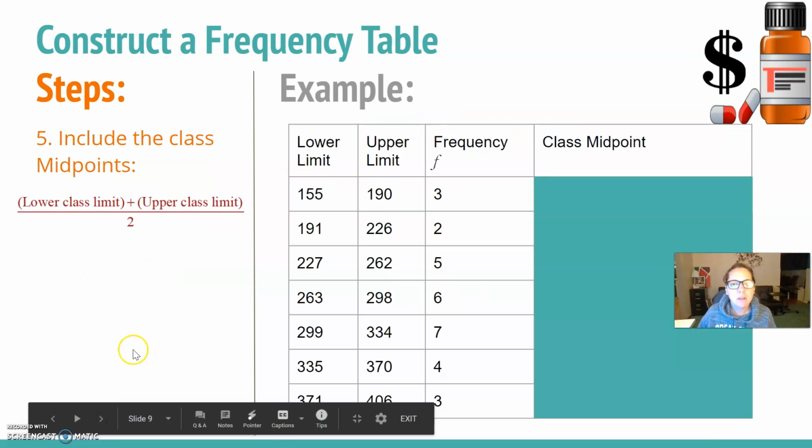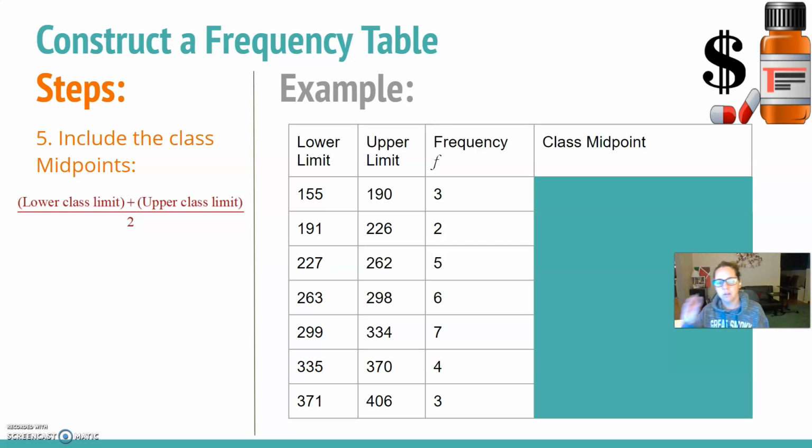Next step. Now that we've got our frequency, we are now going to find the class midpoint. Now technically this alone already is a frequency table and it is basic and good. We're going to add some layers to it so we can use this information on other things that we do in a minute. So something we're going to do is these midpoints.